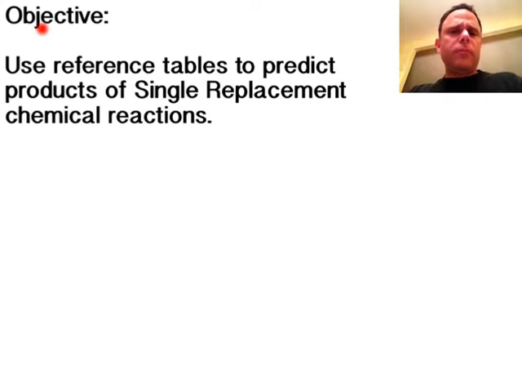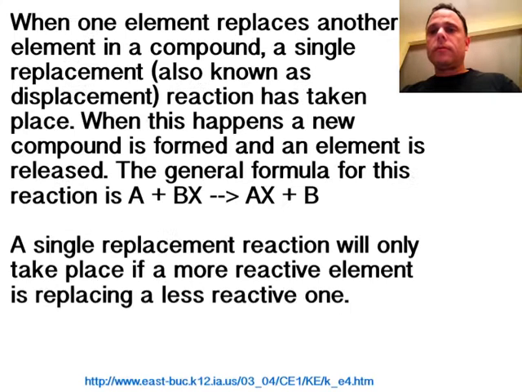Hey everyone, the objective of this video is to use reference tables to predict products of single replacement chemical reactions. To begin, when one element replaces another element in a compound, a single replacement, also known as displacement reaction, has taken place. When this happens, a new compound is formed and an element is released.